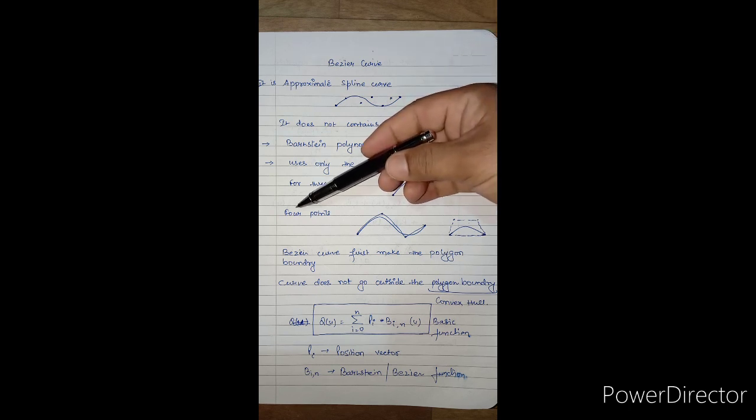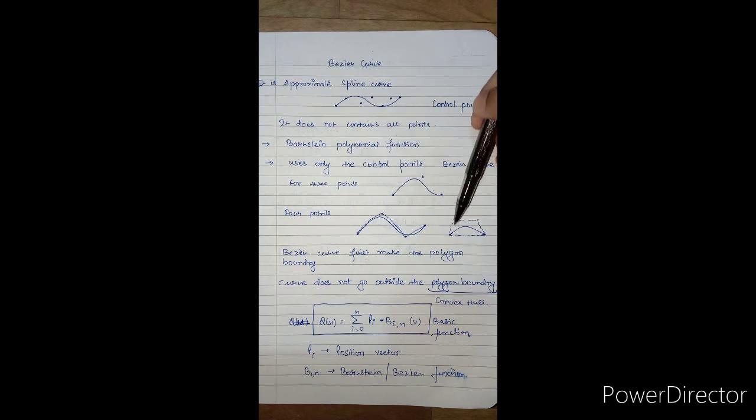For example, let us take another example of 4 points. This is the first point, this is the second point, this is the third point and this is the fourth point. Here also the curve is made with the help of the starting point and the ending point. It does not contain the intermediate points. So this is known as an approximate spline curve.